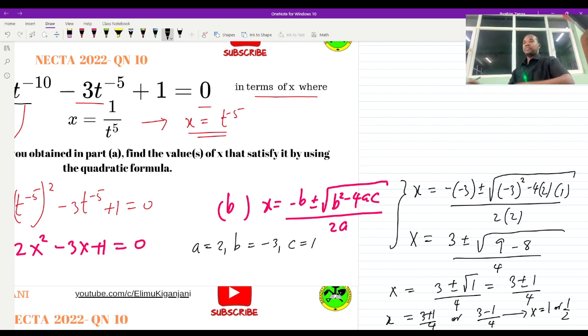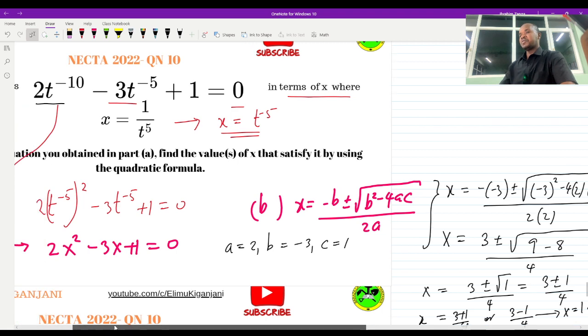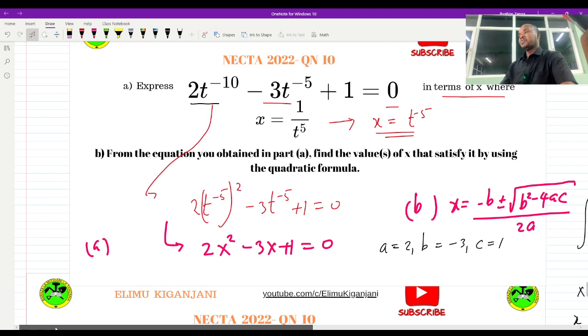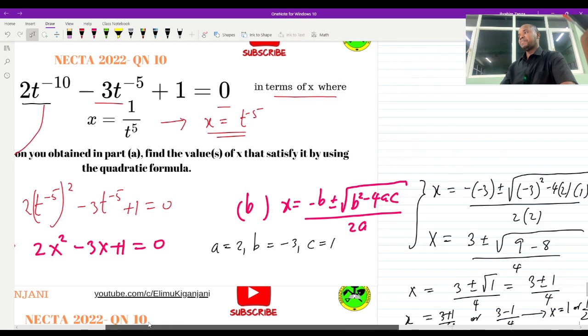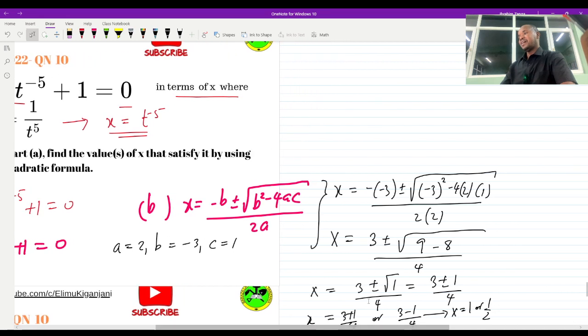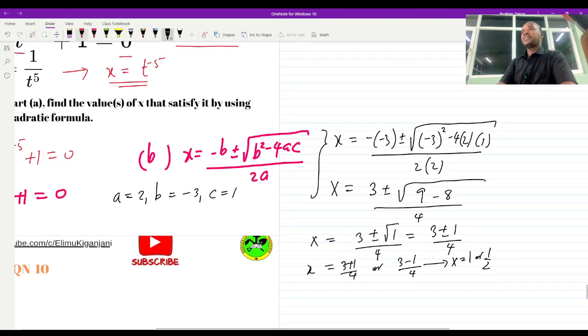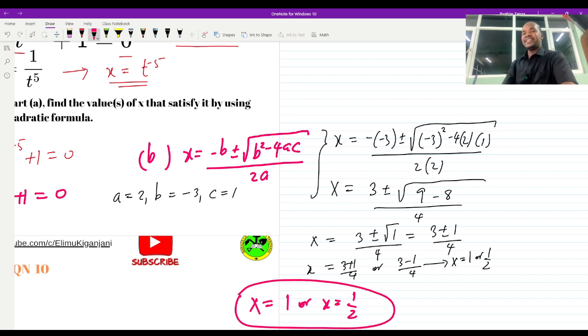So if you check the question, we were supposed to find the values of x that satisfy the equation by using the quadratic formula. And so the values of x, dear students, are 1 and a half. So you just conclude that x is 1 or x equals to a half. So that is the solution for question number 10, Necta 2022.